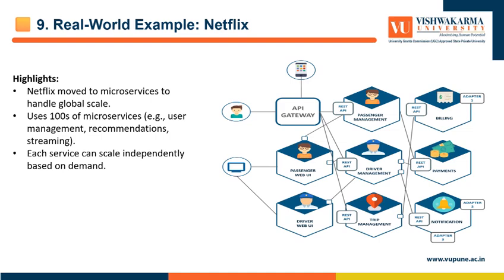Real world example: Netflix moved to microservices to handle global scale. It uses hundreds of microservices. Each service can scale independently based on demand. Netflix is a textbook example. Their switch to microservices allowed them to innovate faster and handle billions of streaming requests reliably.